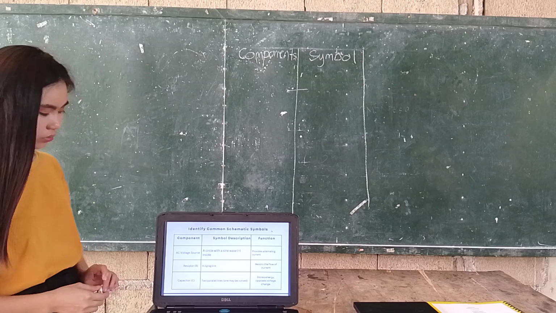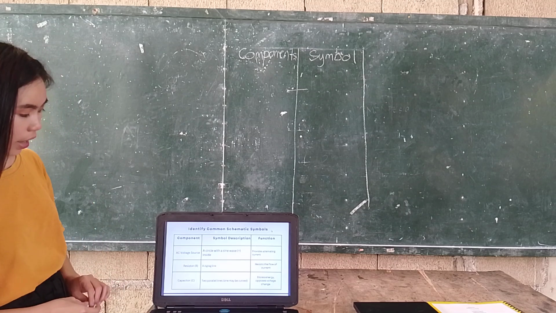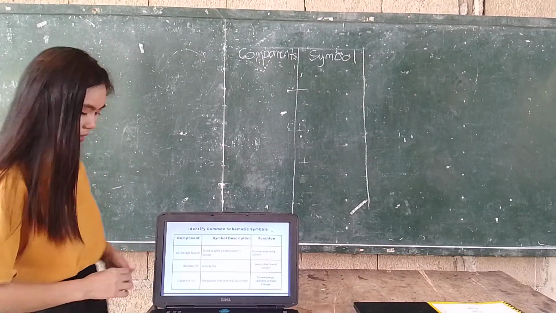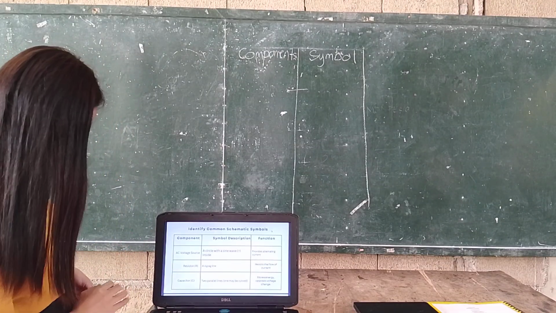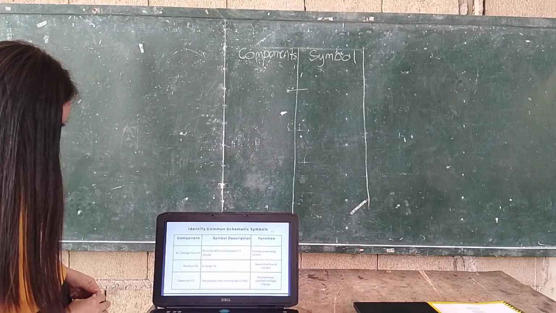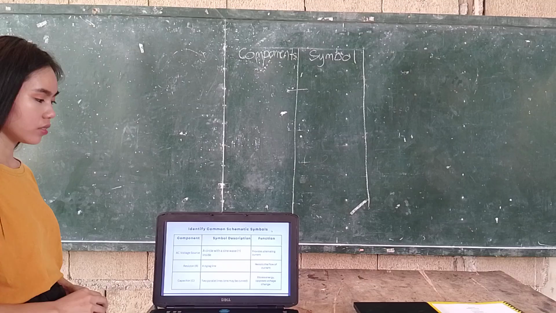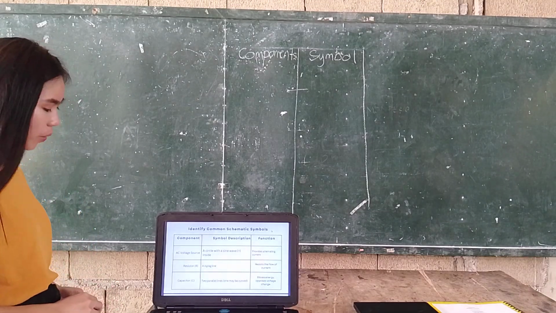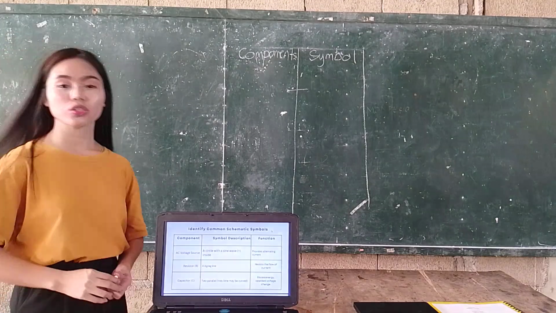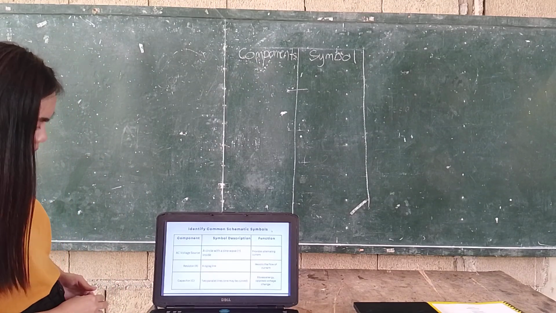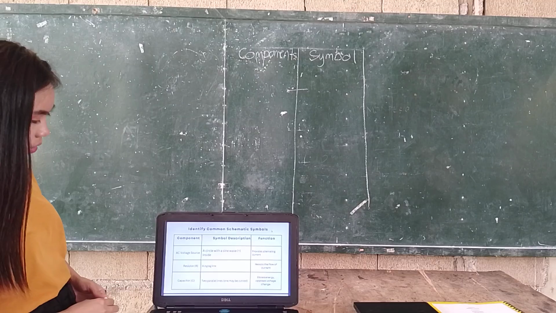Okay, so let's identify common schematic symbols. We have components that we will identify by their symbols and functions. Number one is the AC voltage source. According to this, the symbol is a circle with a sine wave.